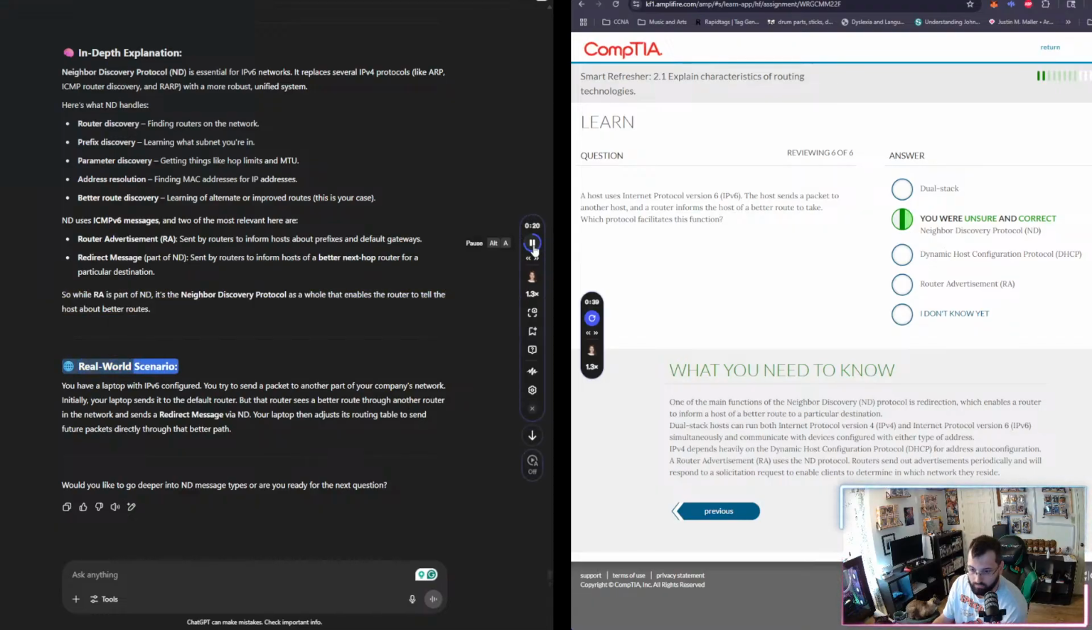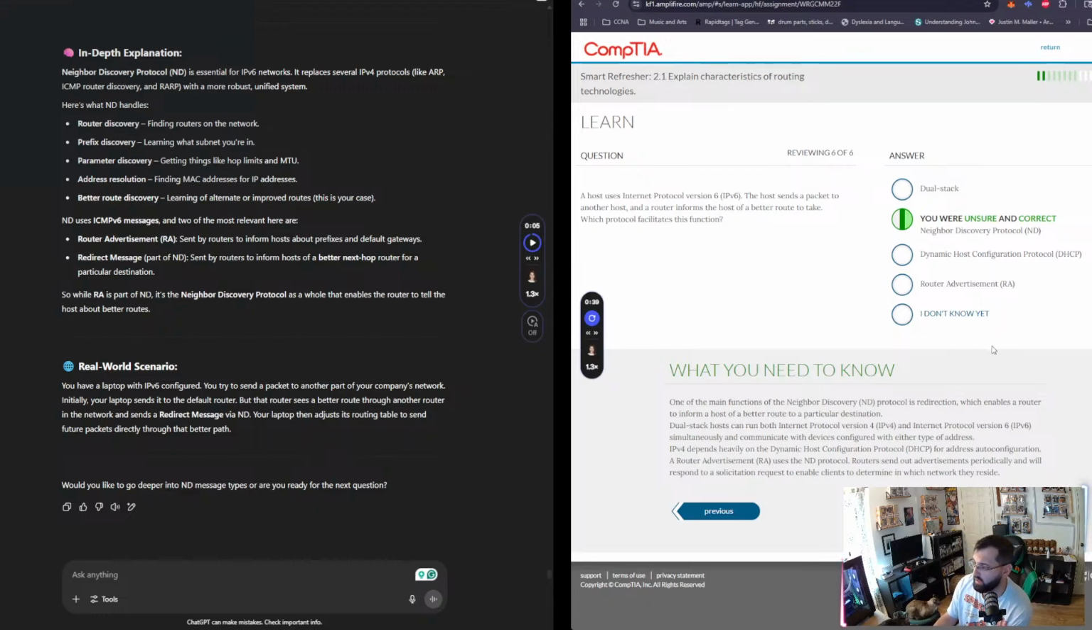Real-world scenario: you have a laptop with IPv6 configured. You try to send a packet to another part of your company's network. Initially, your laptop sends it to the default router. But that router sees a better route through another router in the network and sends a redirect message via ND. Your laptop then adjusts its routing table to send future packets directly through that better path. Interesting.